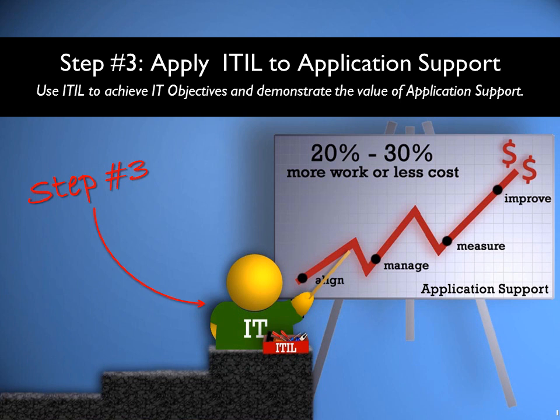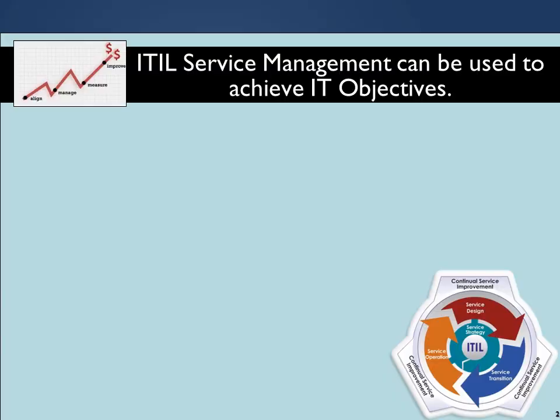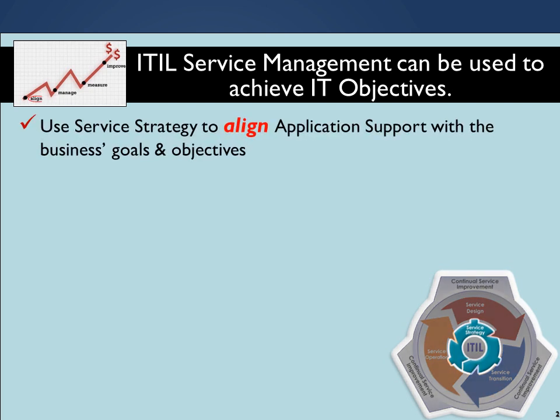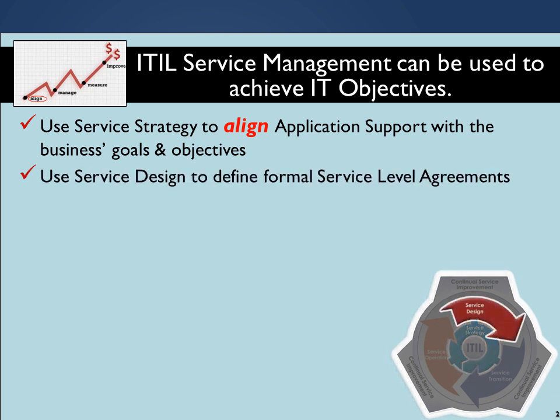Step 3 is applying ITIL to application support, using ITIL to achieve IT objectives and demonstrate the value of the application support function. As we have seen in the previous slides, ITIL service management can be used to achieve ITIL application support objectives. We want to align application support with the goals of the business.